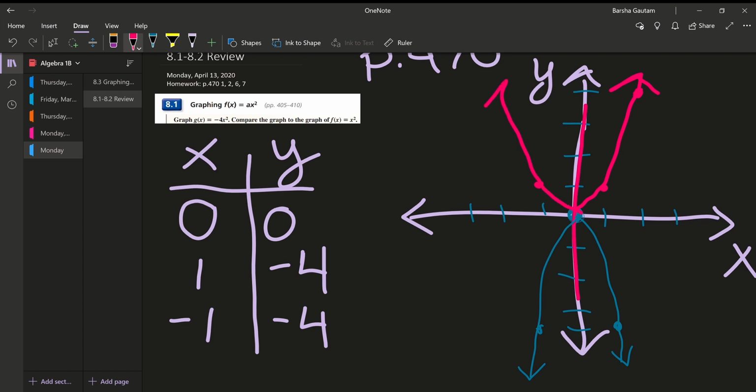So this is what the graph of x squared would look like. Let me show you on Desmos real quick what it'll look like, a graph that's a little bit neater. So let's start off with x actually. y equals x to the power of 2. And we can add another one right here. g of x is equal to negative 4x squared. So that's what it looked like.